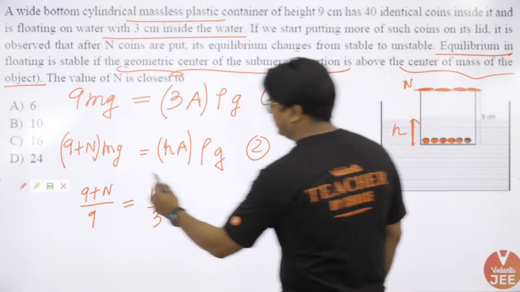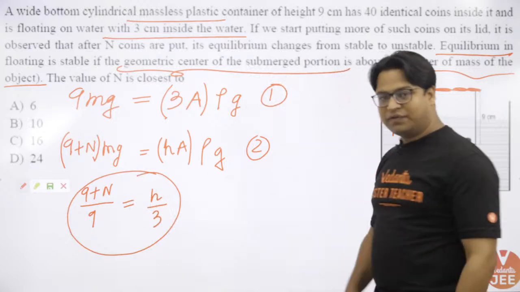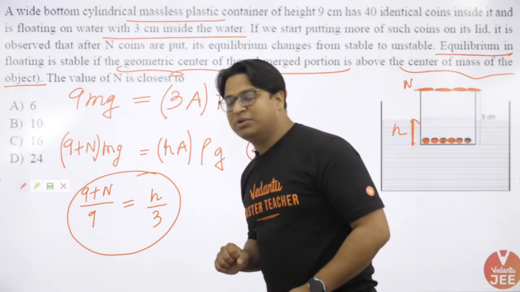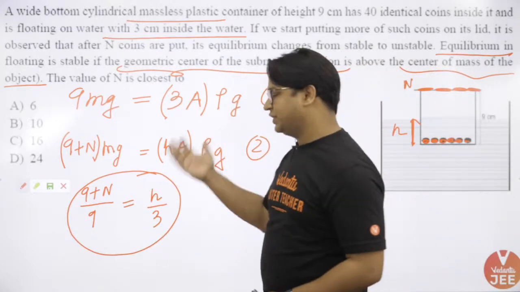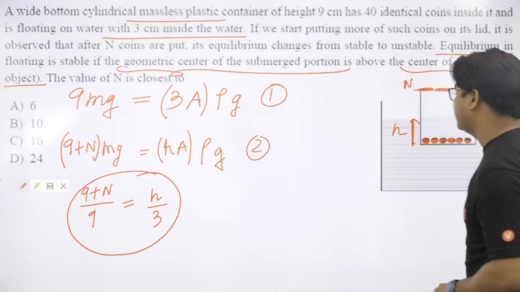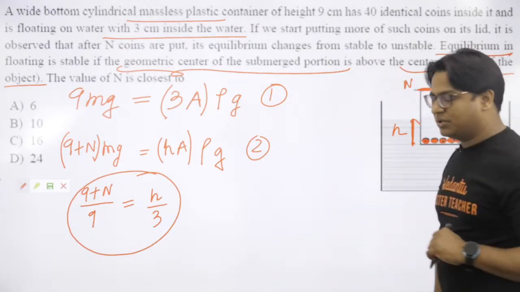So this is an equation that I'm going to make use of. Right, let's just remember this equation, because I may have to use this for further calculation. So (9 plus n) by 9 is equal to h by 3. So this is one equation that we got.